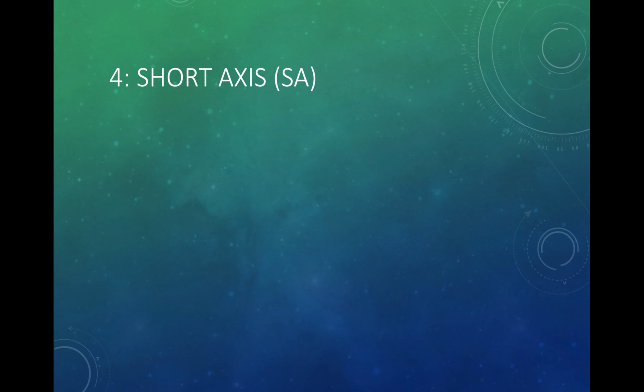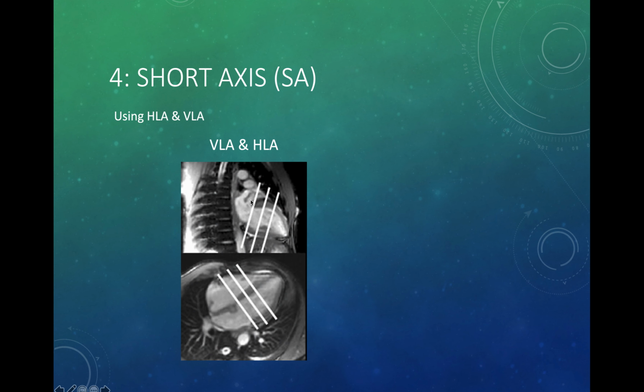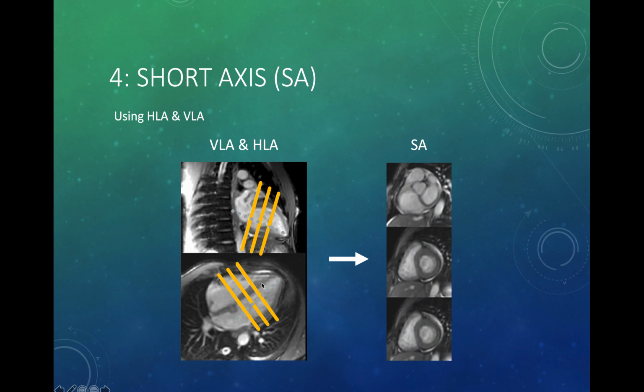And using those two views, the vertical long axis or two-chamber and the horizontal long axis or four-chamber view, if we plan the next sequence perpendicular to the line that is passing through the mitral to the apex, or perpendicular to the interventricular septum, we would be able to obtain the short axis view. The short axis view is the backbone of the report, and the backbone of quantifying and assessing function and volumes.